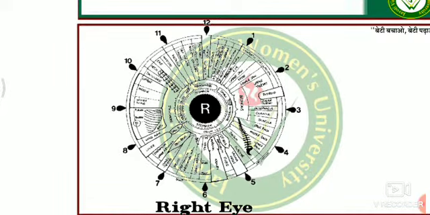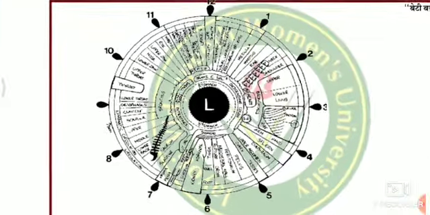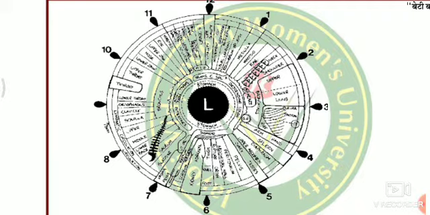Next is the left eye. The right eye represents the small intestine and the left eye represents the large intestine. Here you can see the transverse colon, descending colon, sigmoid and rectum. So you can see that it is somewhat like a mirror image of the right eye.